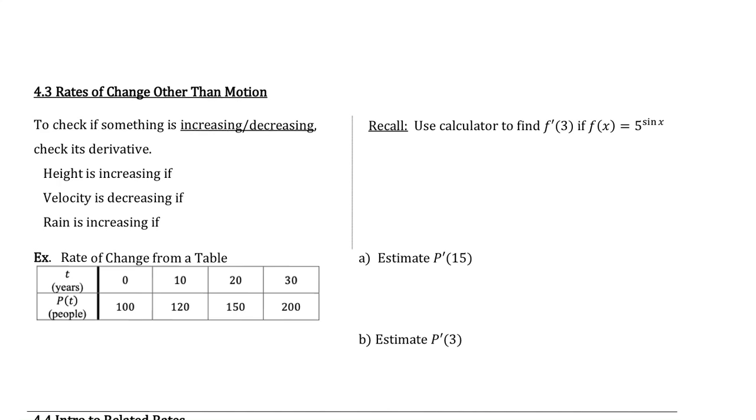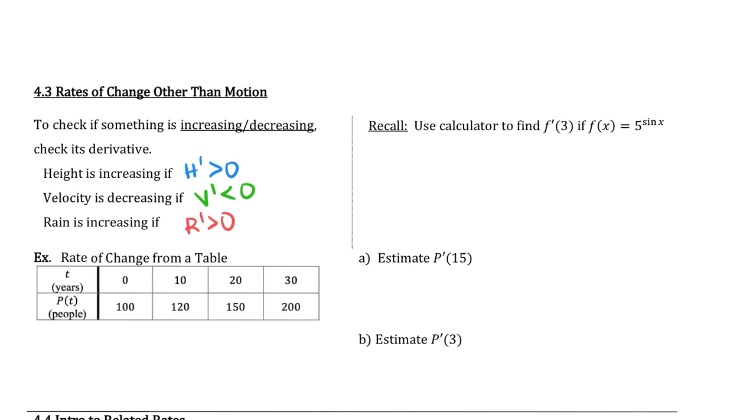4.3 rates of change other than motion. So to check if something is increasing or decreasing, we check its derivative. To see if the height is increasing, I check to see if h prime is greater than 0. To see if the velocity is decreasing, I check if v prime is less than 0. And to see if the rain is increasing, I check if the rain function prime is greater than 0.